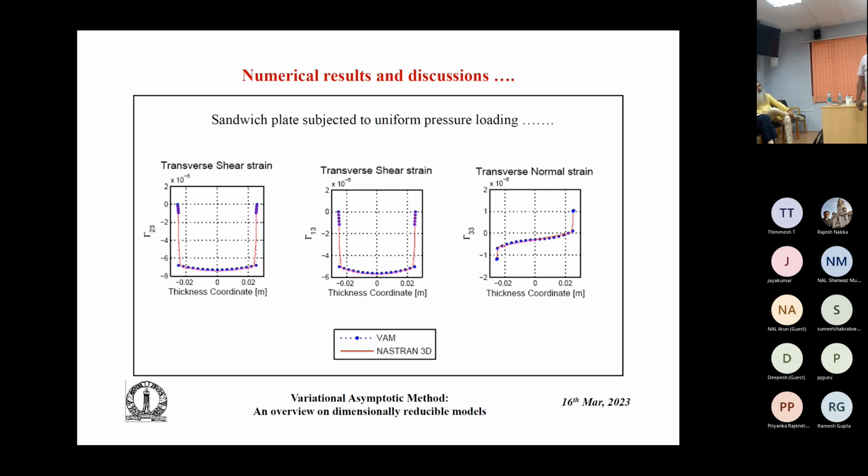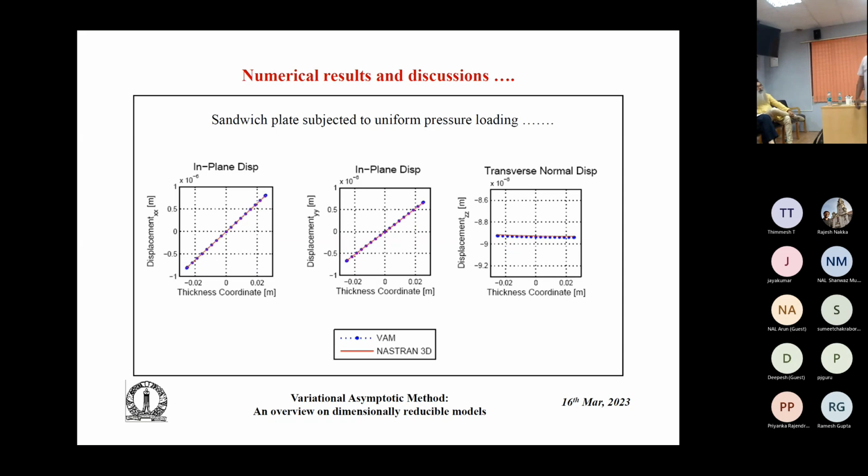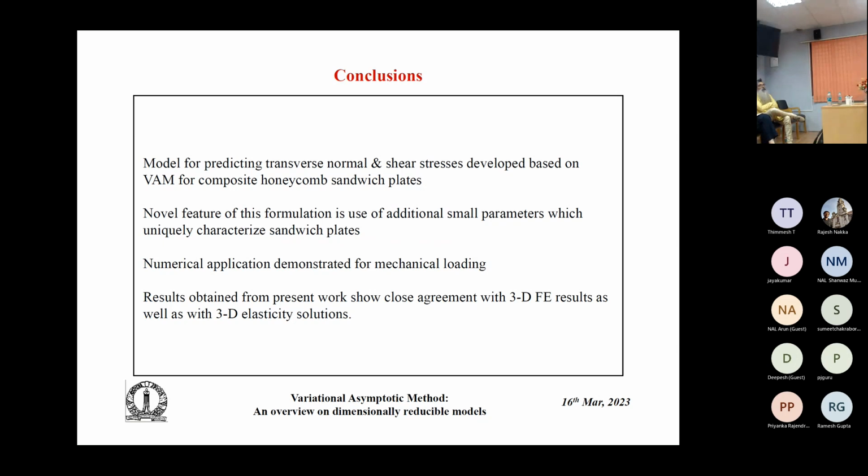As the stresses are continuous at the interfaces, the strains are discontinuous, which we can see, and it is in line with the results from the Nastran. So these are the 3D displacements which have been obtained. We can see the continuity of the displacements at the interfaces. So this completes the reduction of the 2D-like or plate-like structures. The last part is whether VAM is applicable for beam-like structures, which will be dealt with by my friend Mr. Jebin Thomas.